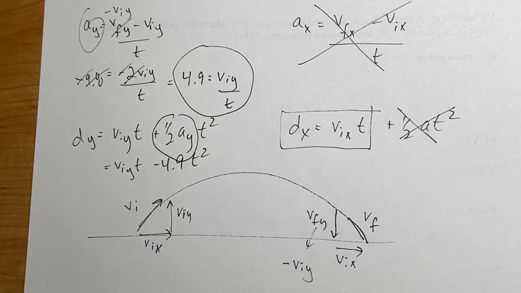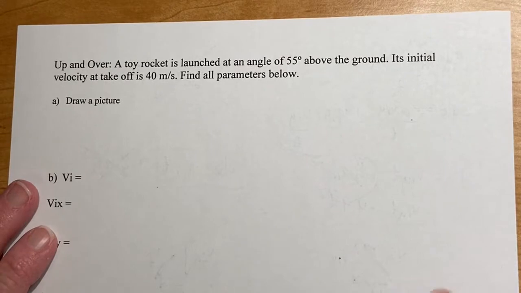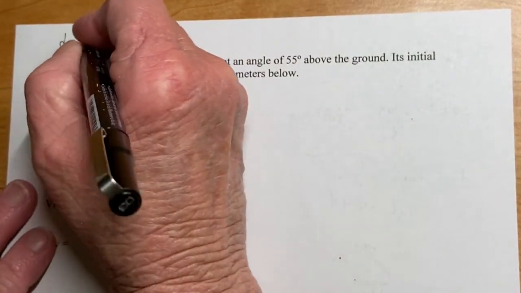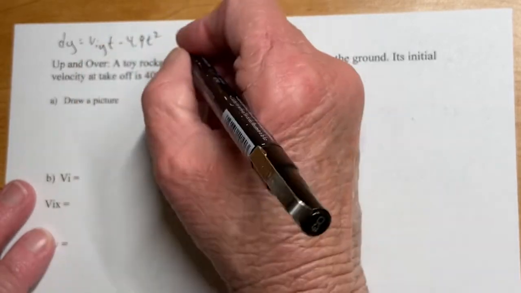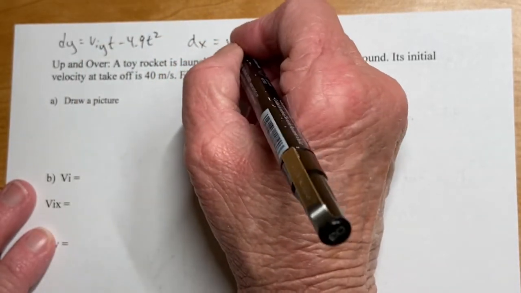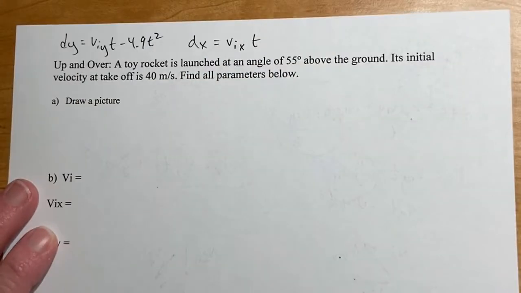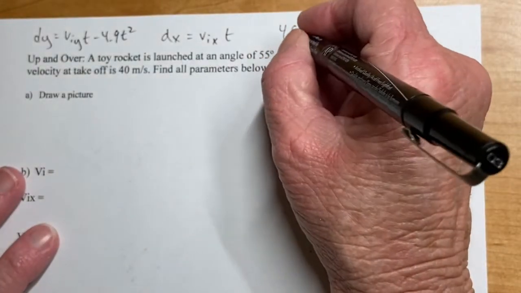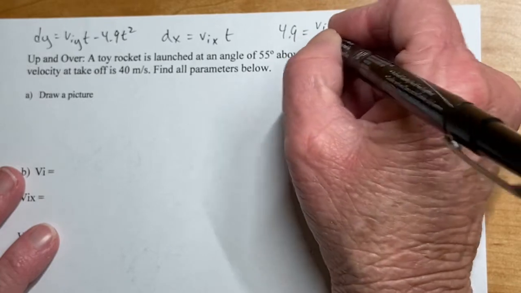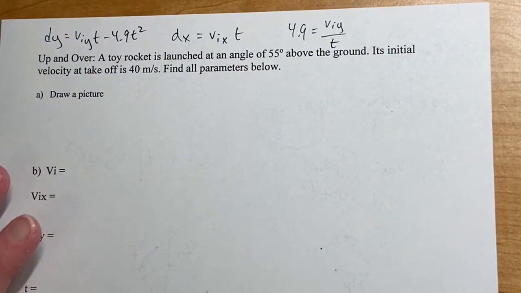All right, so let me put these on the front. I want you to do this as well. So dy equals VIYT minus 4.9 t squared. dx equals VIXT, and let me make sure I don't copy the one. Yeah, 4.9 equals VIY over T. So these are our tweaked formulas for up and over.